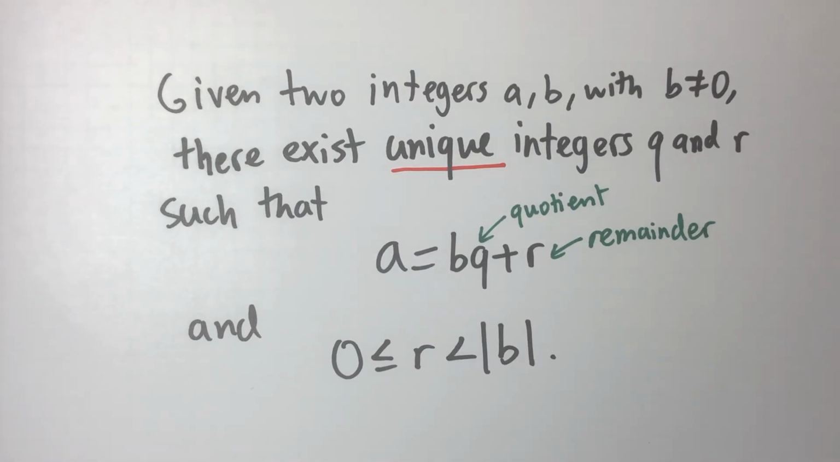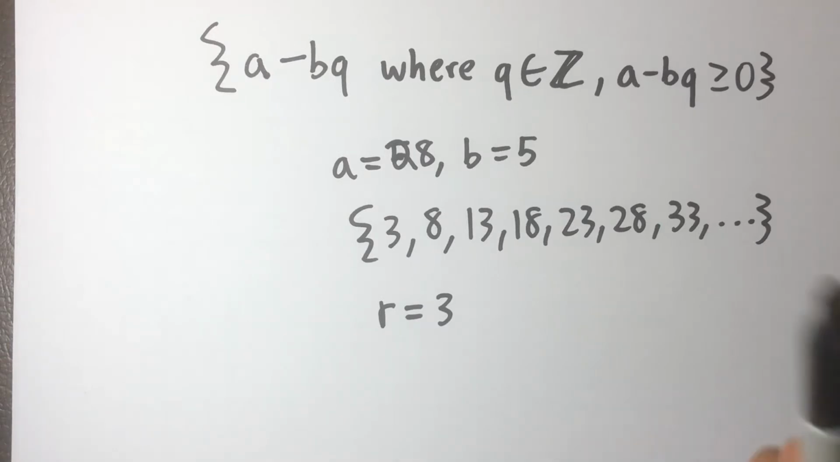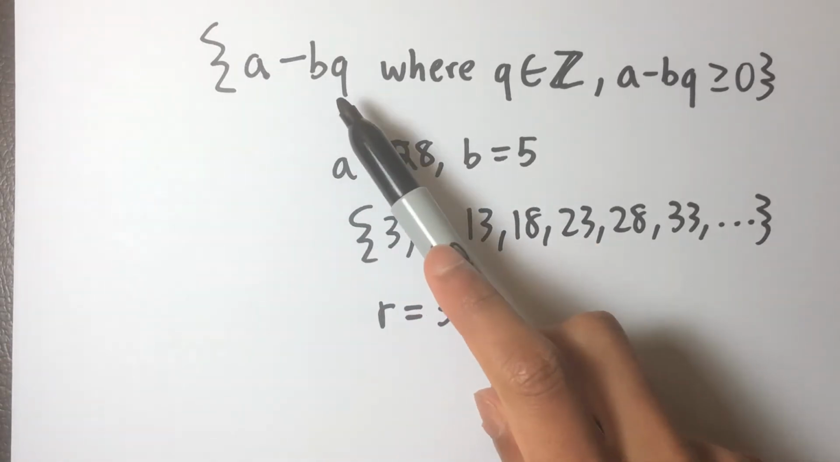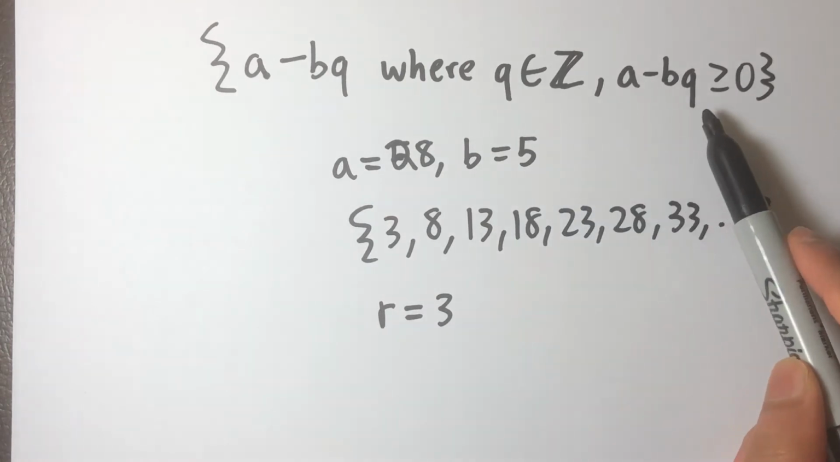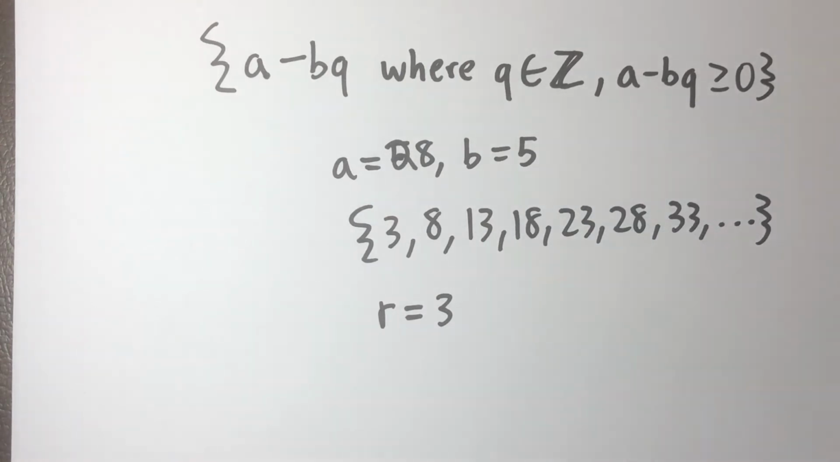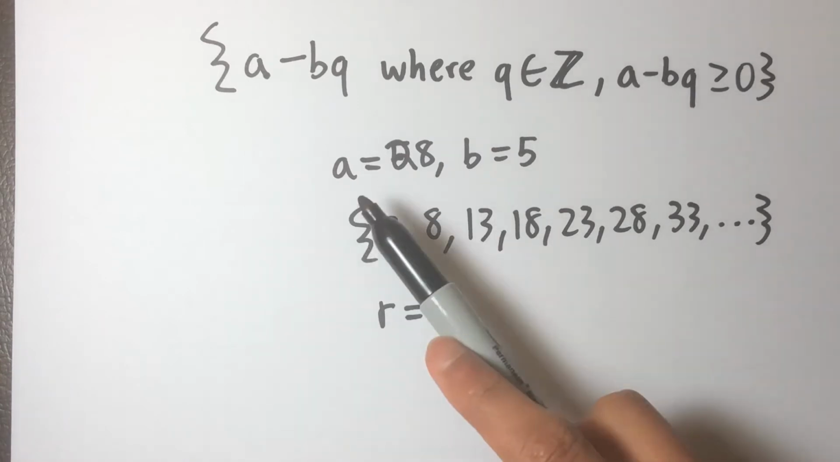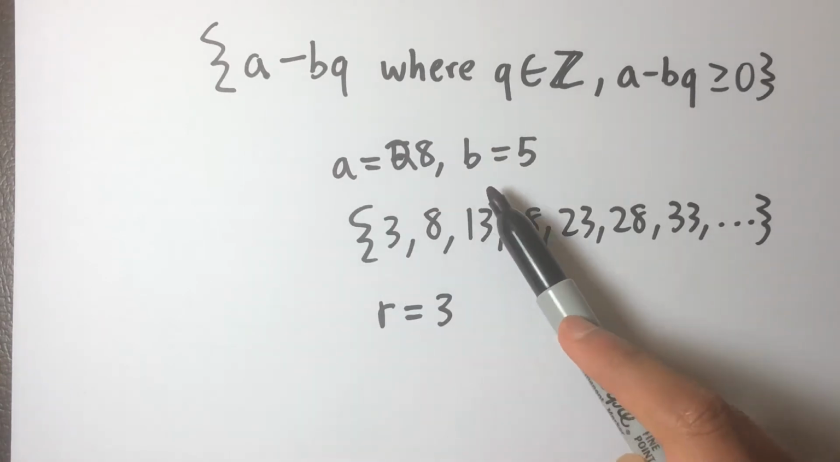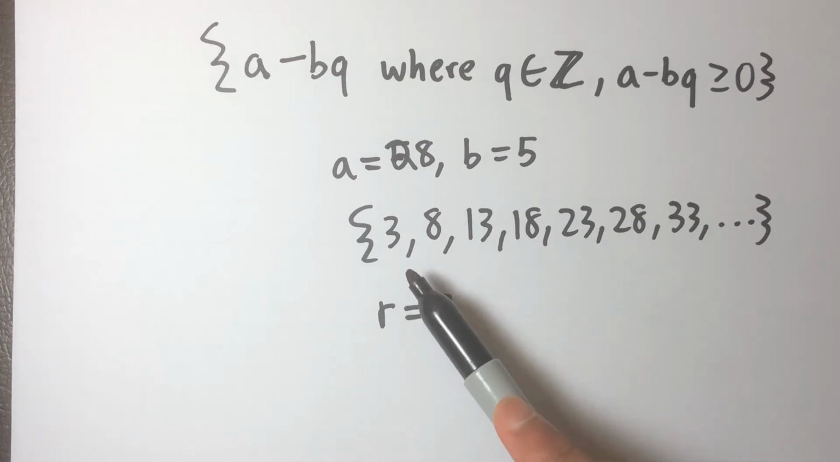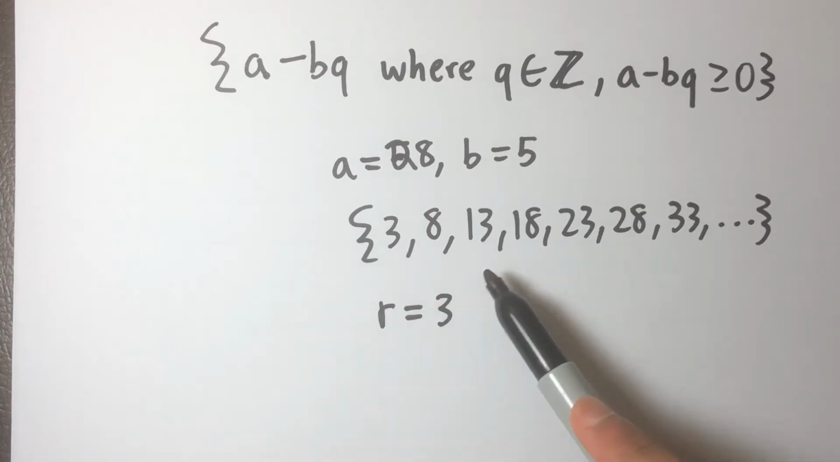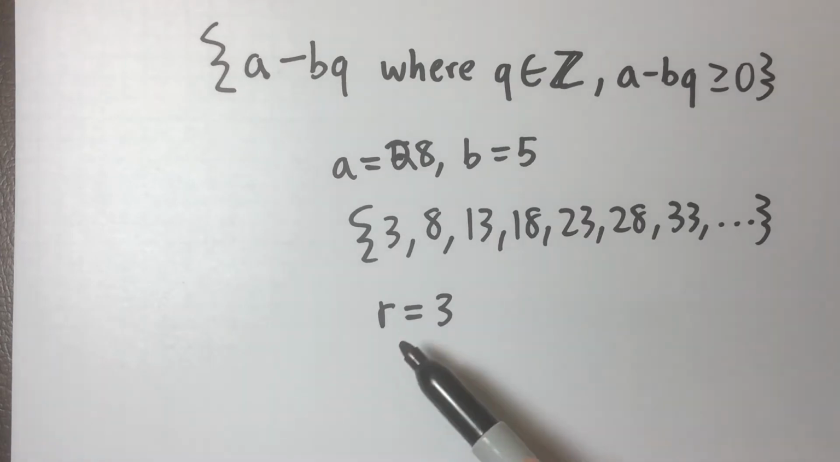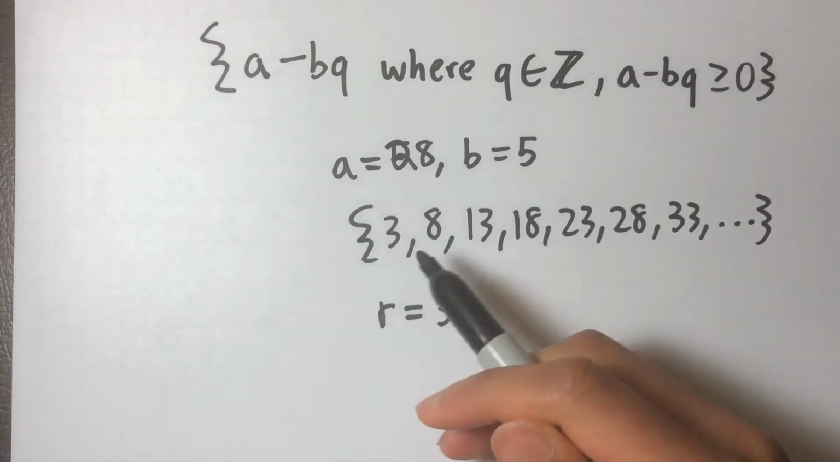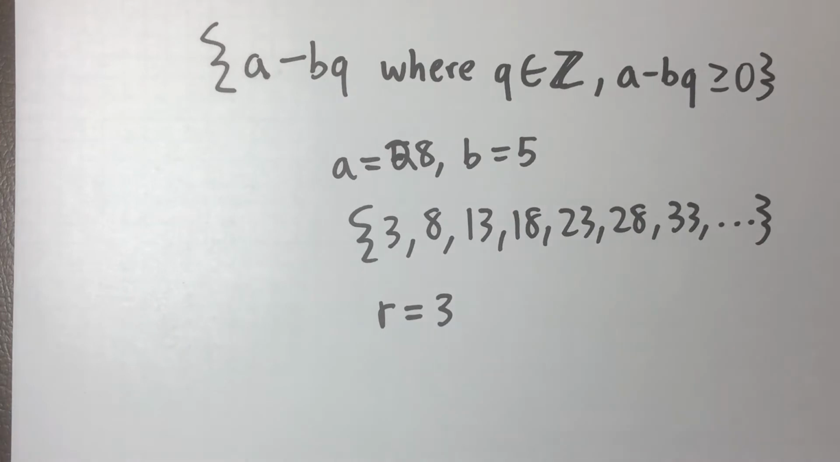So now we're going to try to go about proving this theorem. To do that, we consider the set S of a minus b times q, where q is an integer and a minus bq is greater than or equal to 0. For example, here we see that if a is 28 and b is 5, we end up with this set going 3, 8, 13, 18, 23, 28, 33, and so on. And we claim that r is the minimum element of this set.